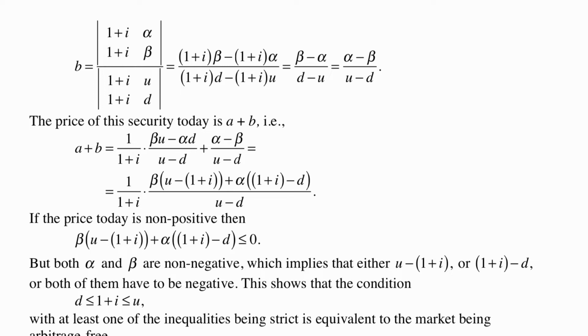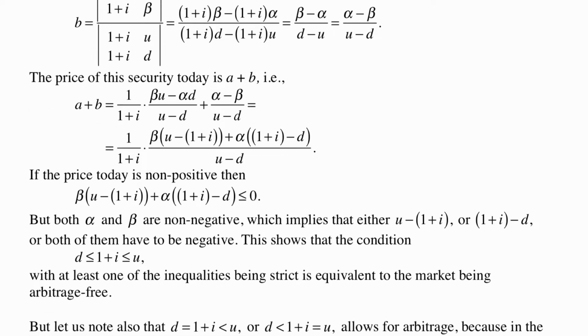If the price today is non-positive, then, well, 1 over 1 plus I, that's positive, u minus d is positive, so it has to be that this numerator is less than or equal to 0. But both alpha and beta are non-negative, which implies that either u minus (1 plus I) or (1 plus I) minus d, or both of them, have to be negative. This shows that the condition d less than or equal to 1 plus I less than or equal to u, with at least one of the inequalities being strict, is equivalent to the market being arbitrage-free.